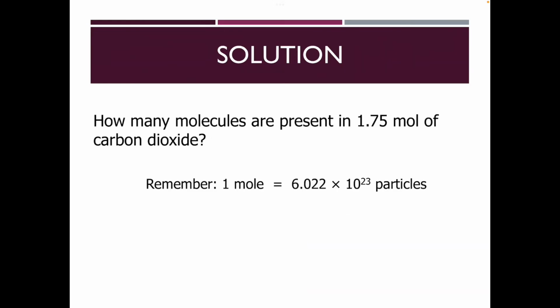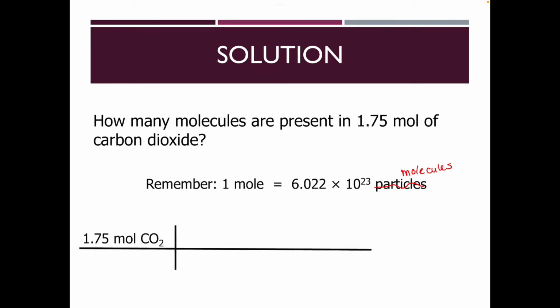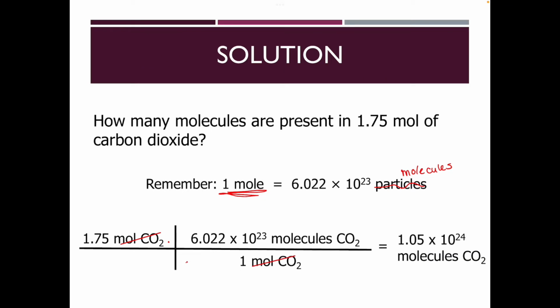Alrighty, so our conversion factor that we're going to use is Avogadro's number. 1 mole is equal to 6.022 times 10 to the 23rd particles. In this case, we're trying to find molecules, so we'll use it as molecules. All right, so our 1.75 moles of carbon dioxide goes in the beginning of our train track. And remember, moles has to cancel moles. So 1 mole will go on the bottom, and our number of molecules will go on the top. We'll make sure our units cancel, and we'll get our answer.